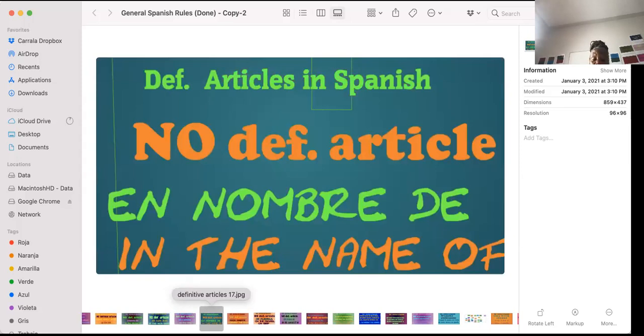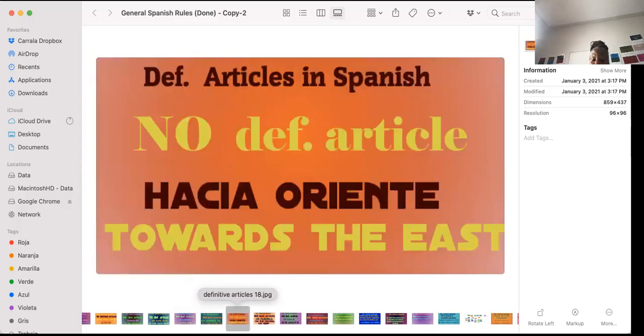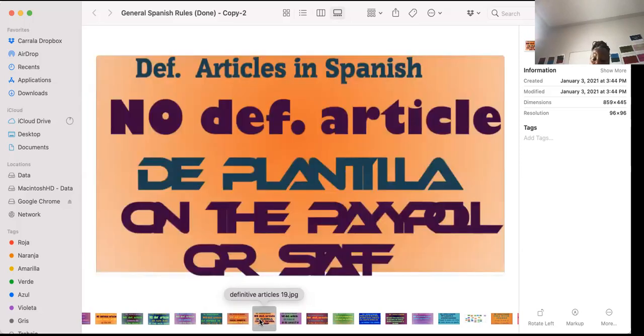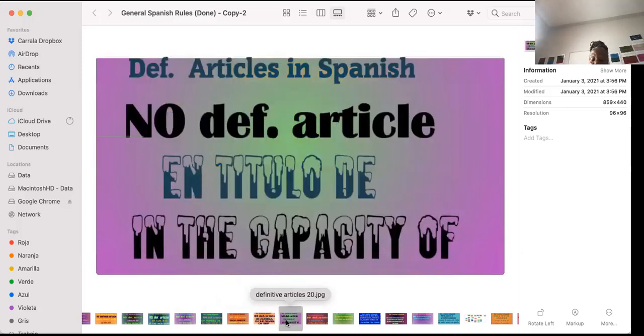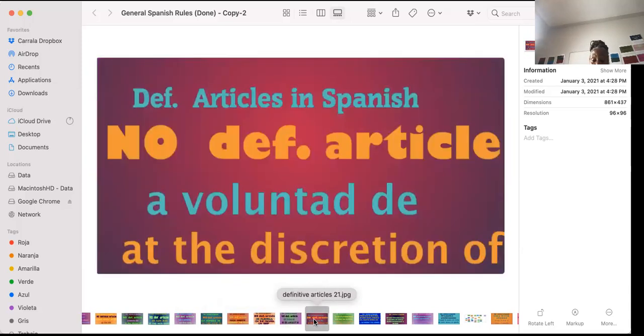In English, "in the name of," in nombre de. In English, "towards the east," hacia oriente. Notice English article, Spanish no article. "On the payroll of," or "on the staff," de plantilla. In English, "in the capacity of," in título de. Okay, you can see what it is in English, you can see what it is in Spanish.